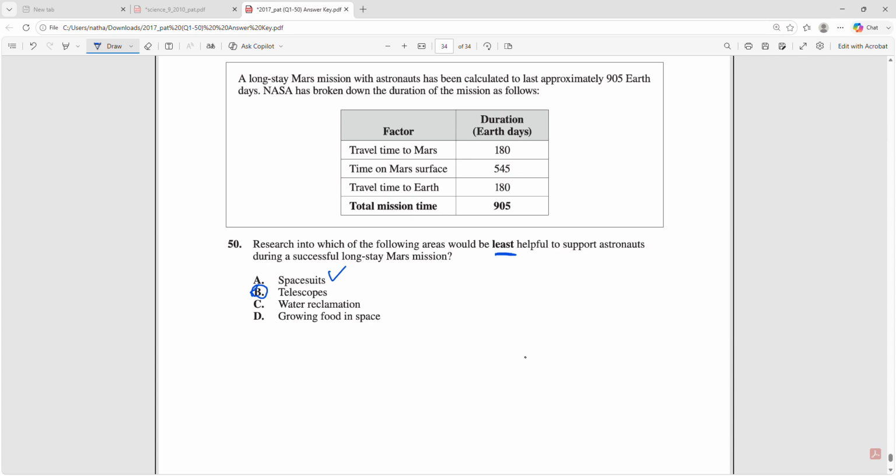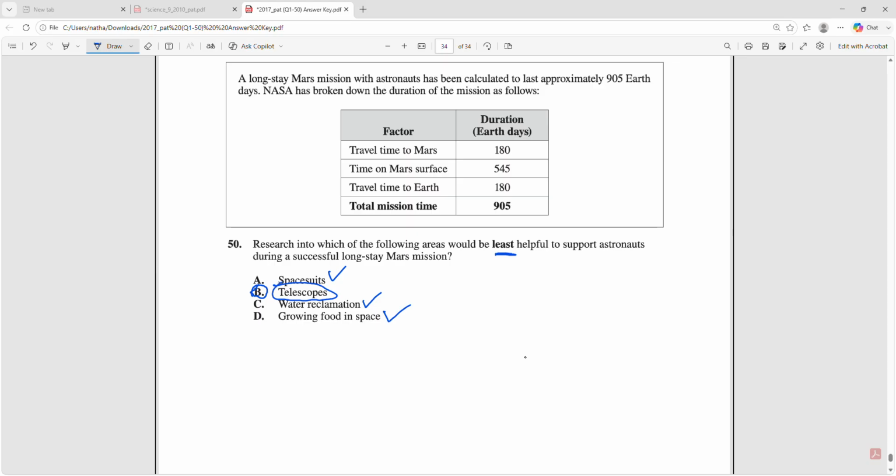They need spacesuits to survive. There's no water on Mars, so water reclamation is a way that they can essentially create water from other components of the atmosphere, right? Other elements, combine hydrogen and oxygen to make water. And growing food in space, of course, right? That's a long mission. So it'd be difficult to maybe bring all the supplies they need. So they need to find a way to set up indoor grow labs where they could grow and cultivate food on Mars. So that's going to be another difficult challenge.